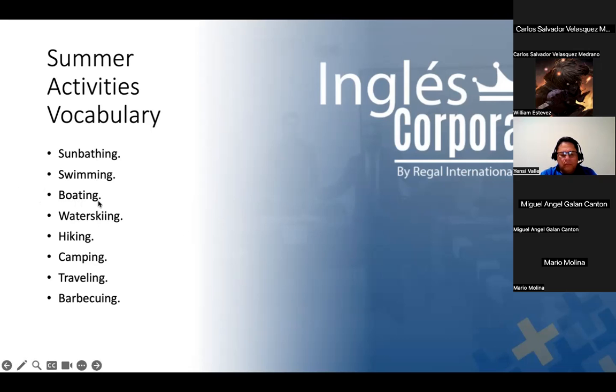We have boating. Boating, have you ever done this activity before? ¿Alguna vez han hecho pasear en bote? Pasear en bote. Never. Yeah, no. Okay, awesome. We have boating. This is very common for the people that live near lakes or next to the beach. I don't know if it is seguro hacerlo en la playa or something like that, porque boating is different from a yacht or sailing, right?